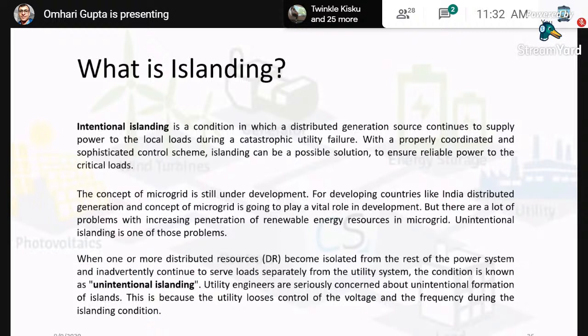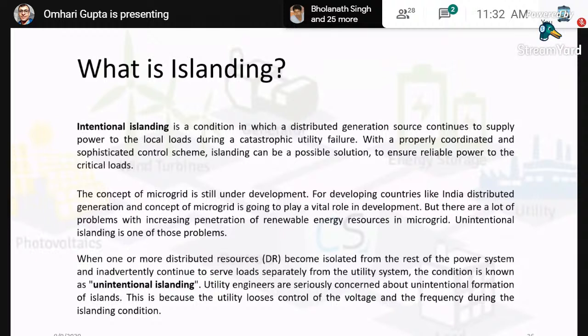But there are a lot of problems with increasing penetration of renewable energy sources in microgrids. Unintentional islanding is one of those problems. You do not know when the islanding has occurred. That can be considered unintentional islanding. When one or more distributed resources become isolated from the rest of the power system and inadvertently continue to serve loads separately from the utility system, the condition is known as unintentional islanding.